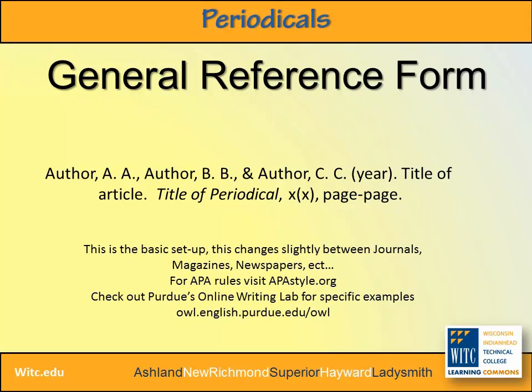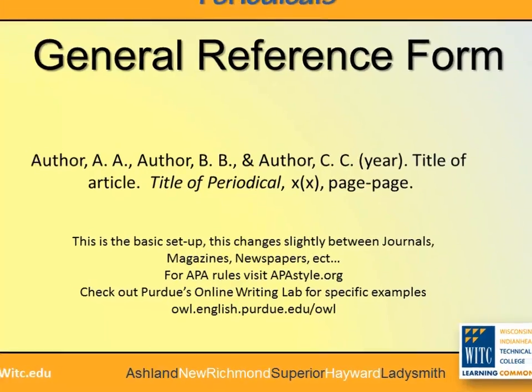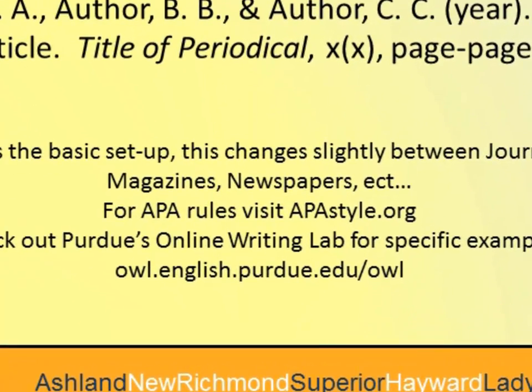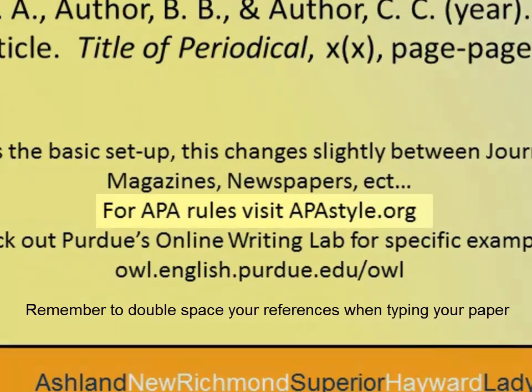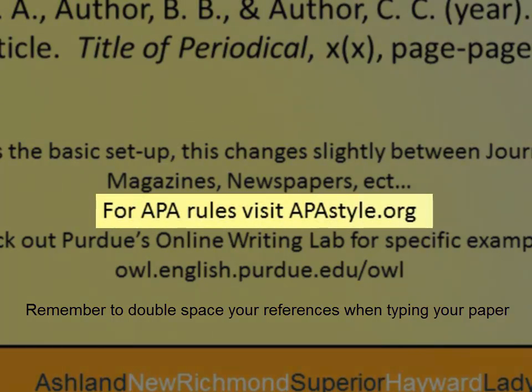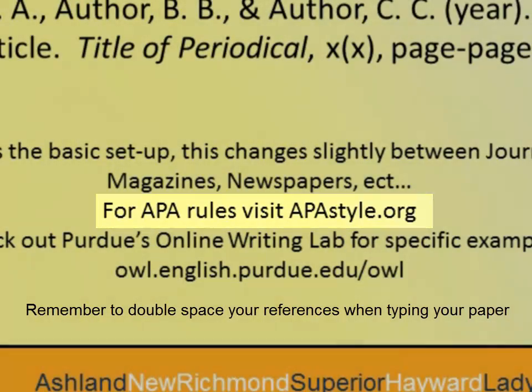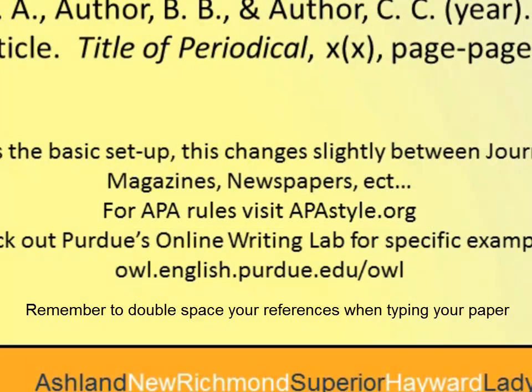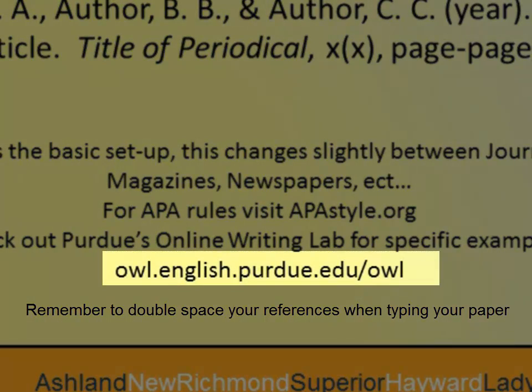Now this is, like I said, just the basics. There are examples for every one of these individually. You can first go to the apastyle.org website. Now this is APA's own website, and they'll give you all the rules for different types of citations. For a follow-up resource that has lots of great examples, you can check out Purdue's online writing lab. And their website is owl.english.purdue.edu/owl.